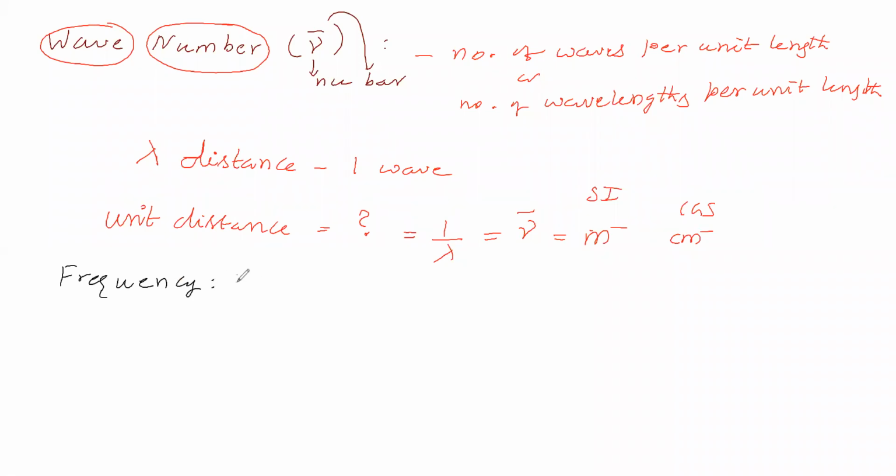Frequency will take the symbol nu. So what is frequency? We'll say frequency of thoughts. Frequency of thoughts means it is not one word, it is many words. In unit time, how many words there are in the thoughts, based on that the frequency will be there.